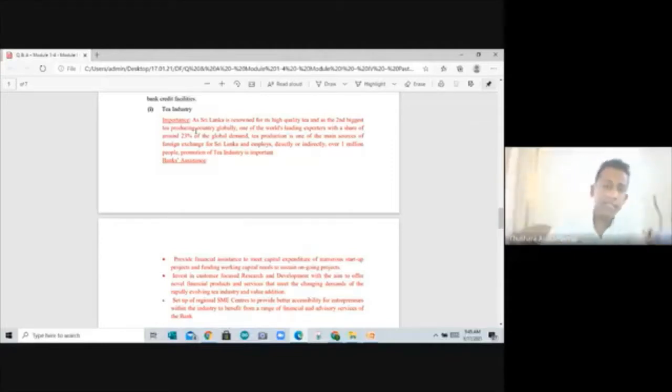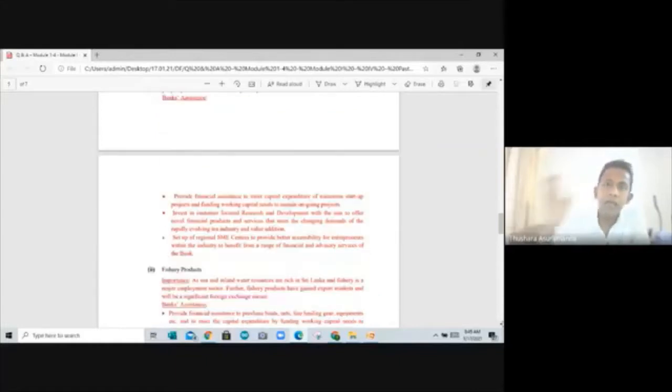Then the bank assistance is to provide financial assistance to meet capex, startup projects, and fund working capital needs to sustain ongoing projects. So generally, the bank would assist them with both capital needs and working capital needs. Very simple. Invest in customer-focused R&D with the aim to offer novel financial products and services that meet the changing demands of the rapidly evolving tea industry and value addition.